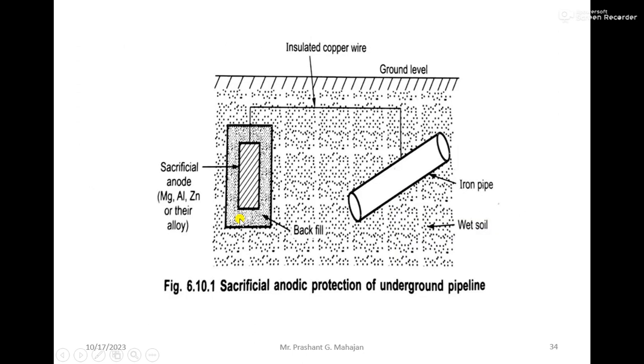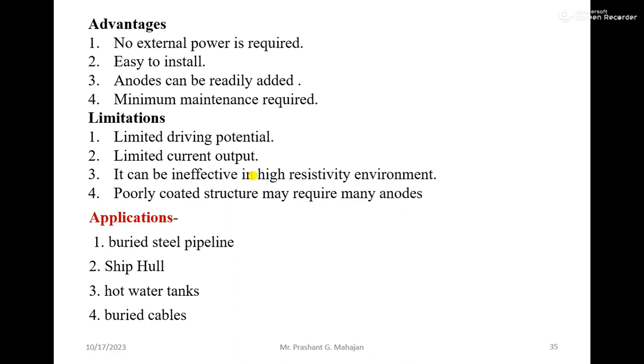So the more active metal will act as the anode. In that way, the pipeline will act as the cathode and this metal gets corroded. So it is sacrificing itself. These are the advantages of sacrificial anodic protection. First, no external power is required. Second, easy to install. Third, anodes can be readily added.